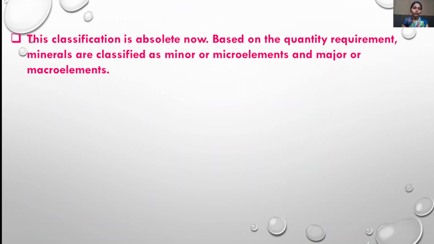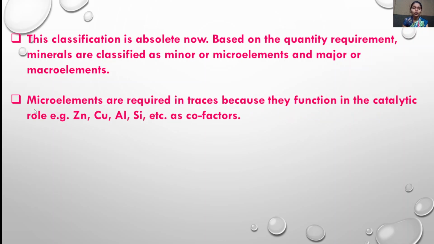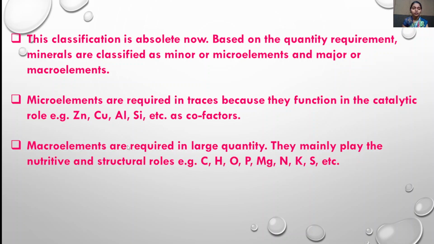Moves to the next slide. The classification is obsolete now. Based on the quantity required, minerals are classified as minor or micro elements, and major or macro elements. These are the micro elements. Micro elements are required in traces because they function in catalytic roles. Examples: zinc, copper, aluminium, etc., as cofactors, or silicon.